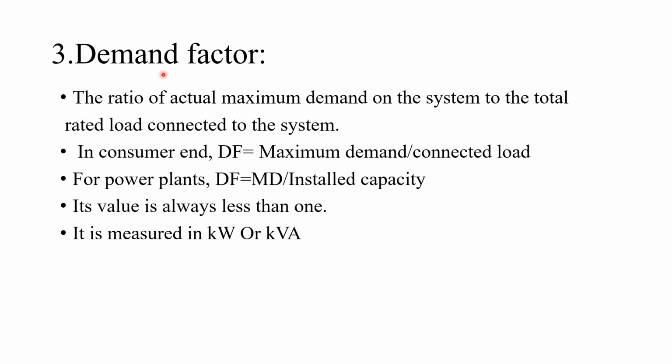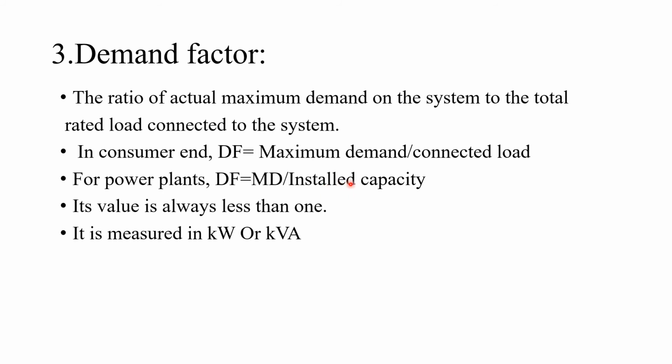Next factor, that is demand factor. Demand factor is nothing but the ratio of actual maximum demand of the system to the total rated load connected to the system. So in the consumer's end, demand factor is equal to maximum demand divided by connected load in the consumer end. And for power plants, demand factor is equal to maximum demand divided by installed capacity.